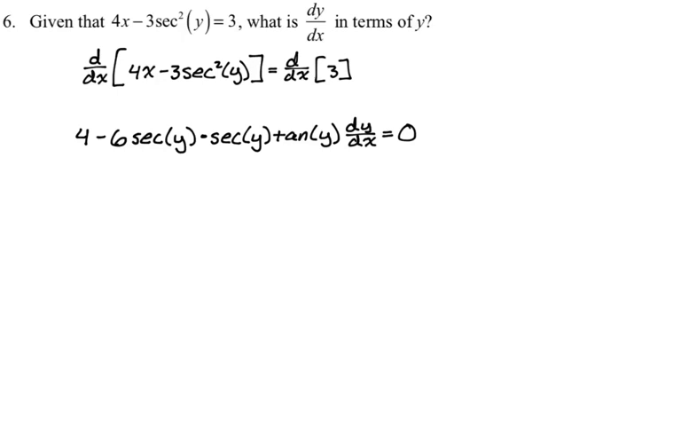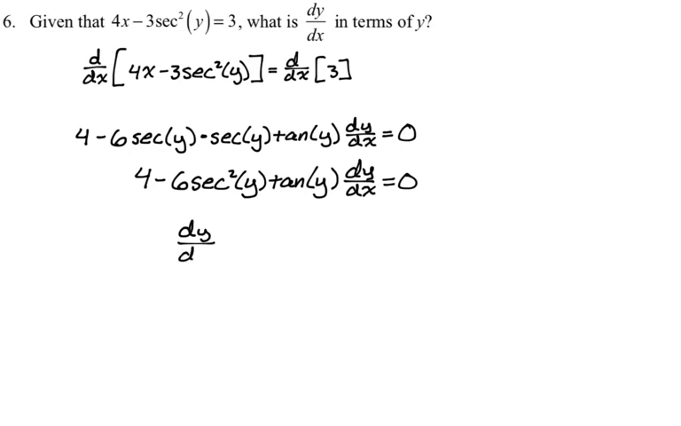I'm going to move everything over. So we'll actually collect a little bit, I guess. 4 minus 6 secant squared of y, tan of y, dy dx is 0. Now I'm going to move the 4, so subtract 4, divide by negative 6. So I get positive 4 over positive 6 secant squared y, tan y, which definitely you could simplify to 2/3 and then that stuff.